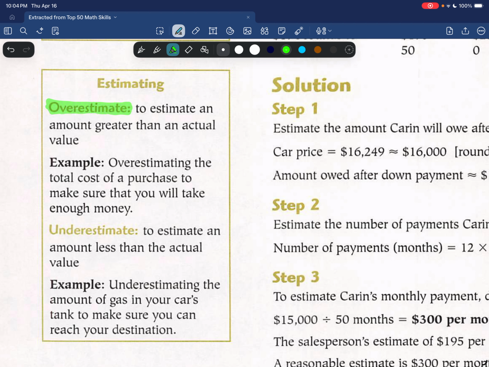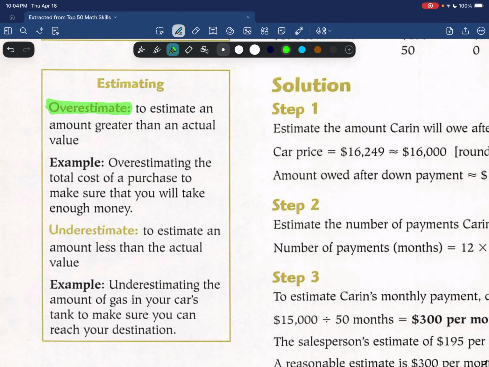So let's suppose that I'm going to the grocery store and I need to buy 3 items. My bread is usually about $3.29. So I would round that up to $4 just to be sure that I have enough to include tax. Maybe the bread's gone up a few cents. So if I round up to $4, I know that I will have enough money. That's an overestimate.